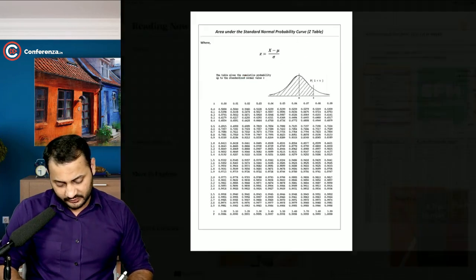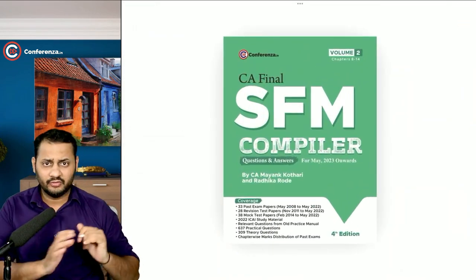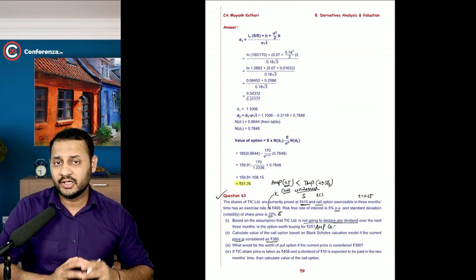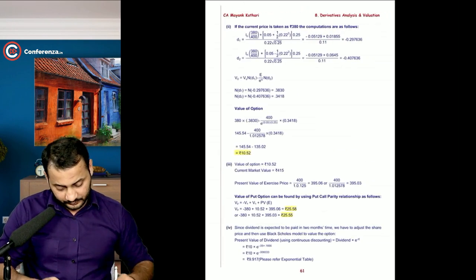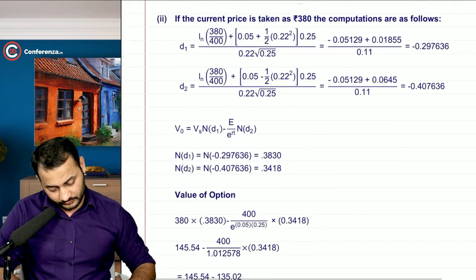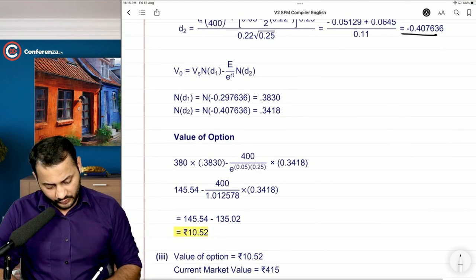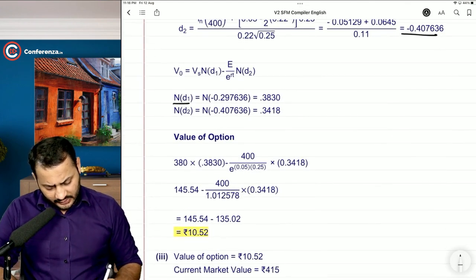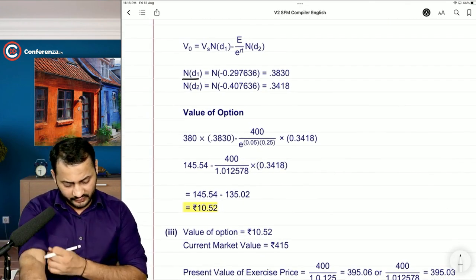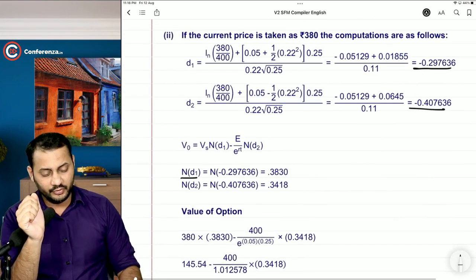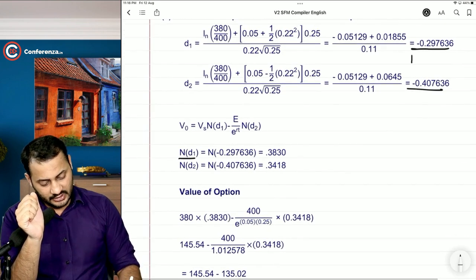See, if something is given in the syllabus, I'm not going to solve it now. I just wanted to tell you how to solve it if D1 and D2 are coming negative. Now the D1 and D2 are coming to negative. How to calculate ND1 and ND2? They have not given the values in this question. So if you calculate 0.2976, this is how you have to do it.